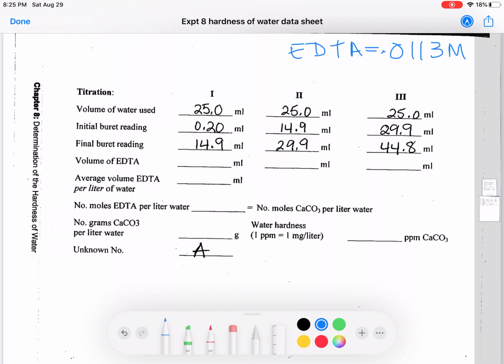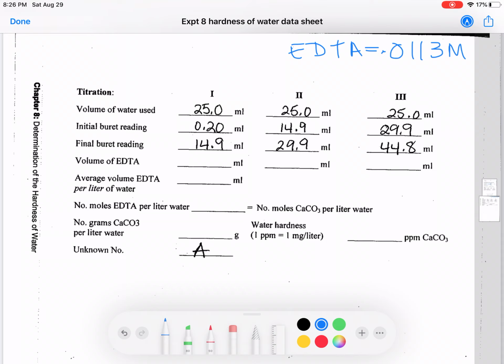Now we're going to use this information to find out the water hardness. Normally the hardness of water is given in units of parts per million. Parts per million, in other words, is the same as the number of milligrams per liter. So let's see how we're going to do that with this given data.